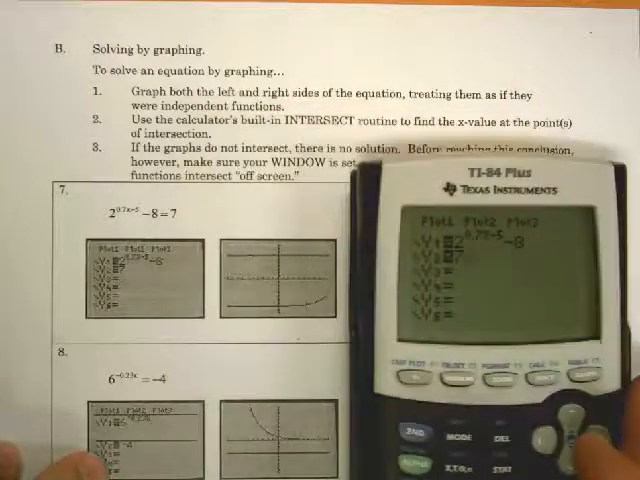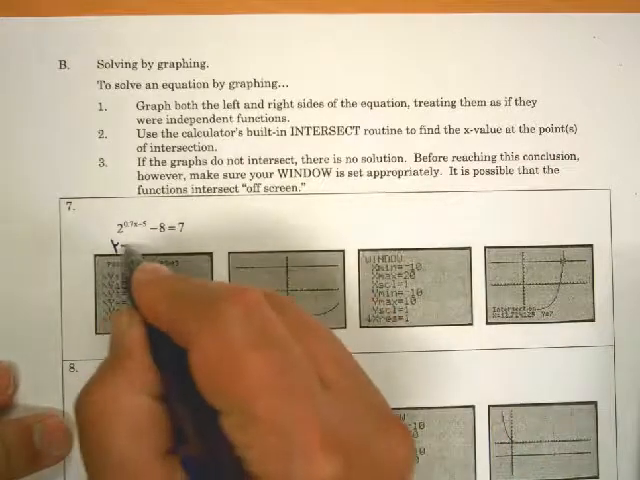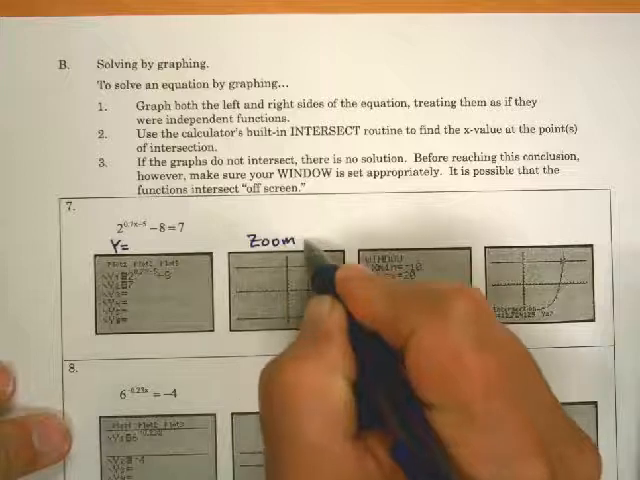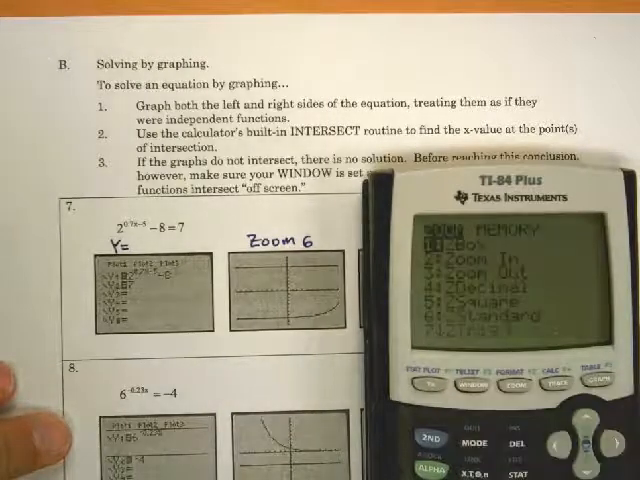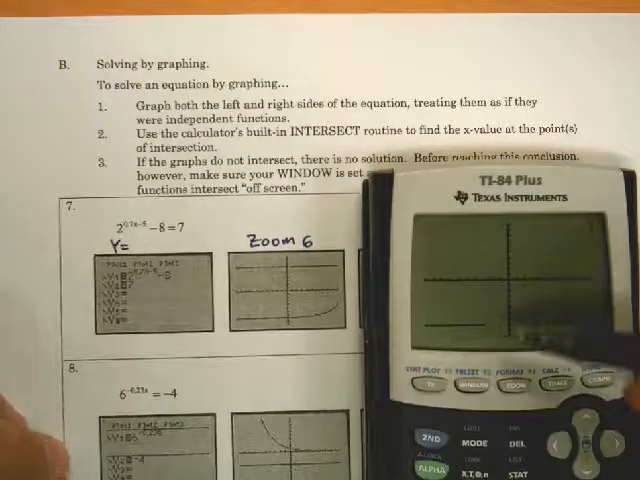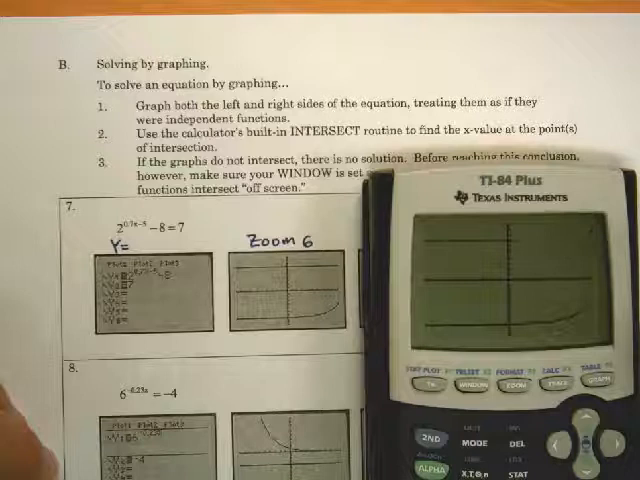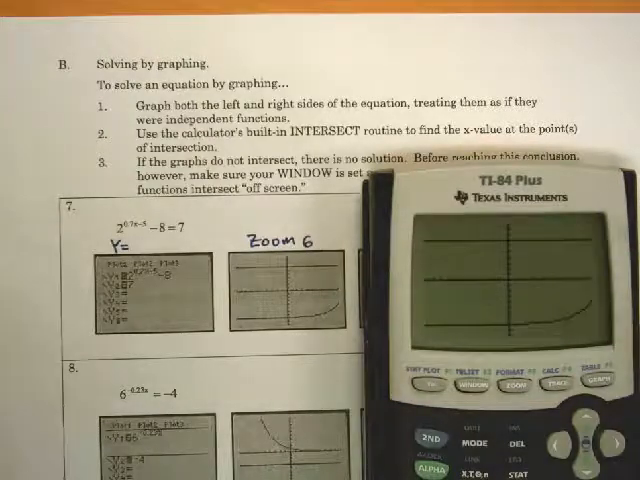Now we're going to go ahead and say zoom 6 on this. So we did this on the y equals line, and now we're going to say zoom 6 here, which is the standard graph. So you'll see this graph show up here, zoom 6. And here it comes. Here's the first equation, and that represents the left-hand side of the original equation, and that y equals 7 shooting across there represents the other side.